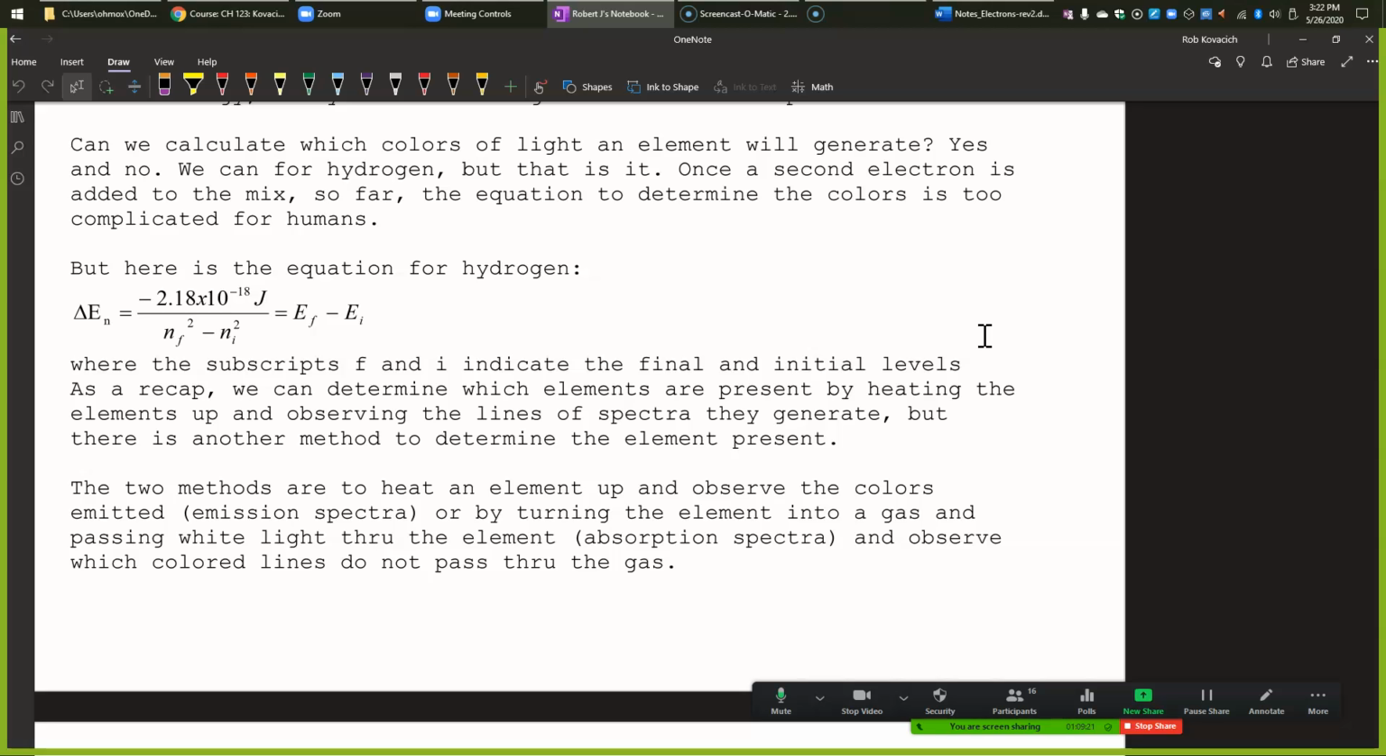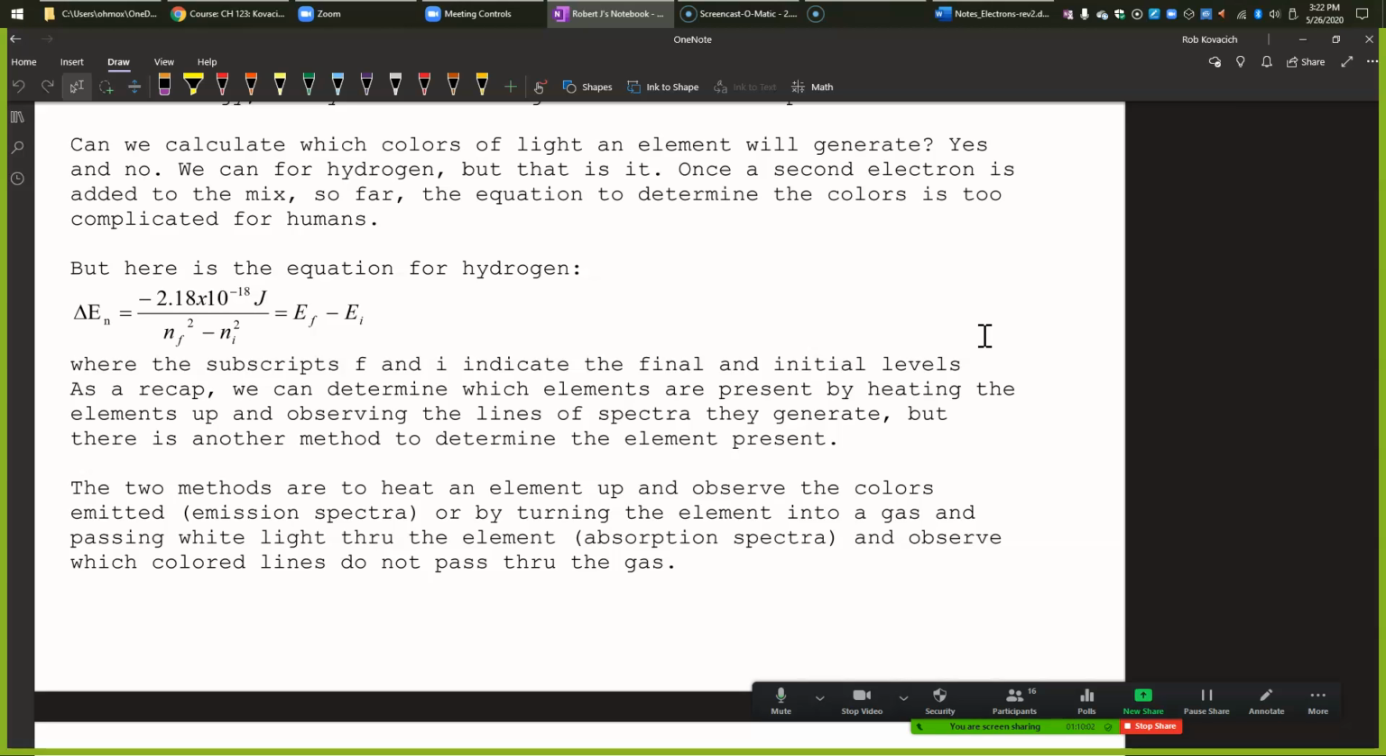Here's the equation that we were talking about. It works for hydrogen and doesn't work for anything else, so it's sort of useless, and we're not actually going to use it. But the N's refer to the energy level that they're in. So if I'm in energy level 6 and I fall to energy level 4, I put a 4 in for NF and a 6 in for NI. Square them, do the subtraction, and divide that into the Rydberg constant, which is that number up there, and then I get an energy.